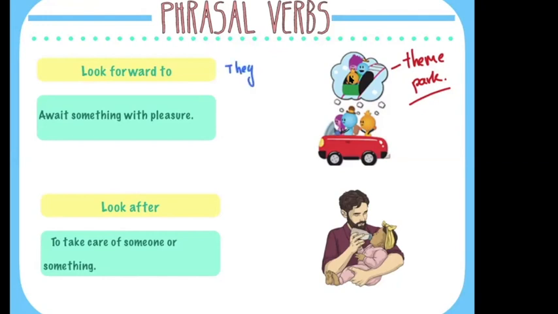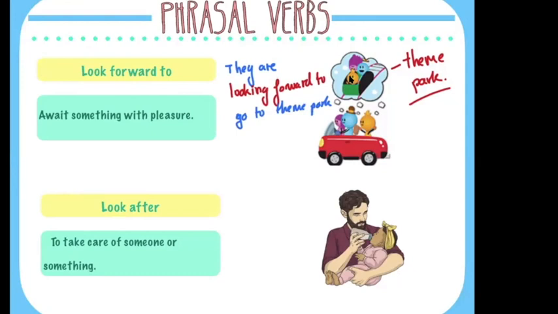For example, they are present continuous. They are looking forward to. And now you say the place. Go to the theme park. Okay, to go to the theme park. Very good. So do we have the next?